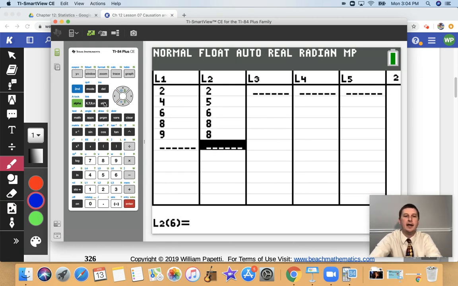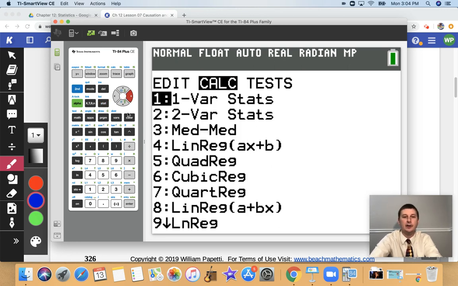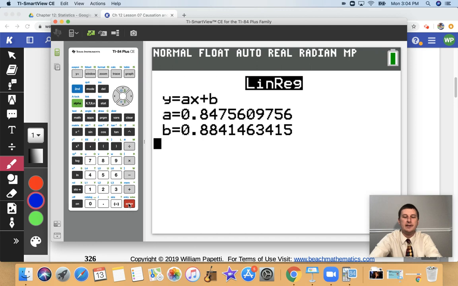Now that we have that, we're going to go to our linear regression. Remember, we go to Stat, over to Calc, and down to choice 4, which is linear regression. What we've seen so far is something that looks like this. But there's a way to get additional information regarding this linear regression equation, and I'm going to show you how to do that right now.